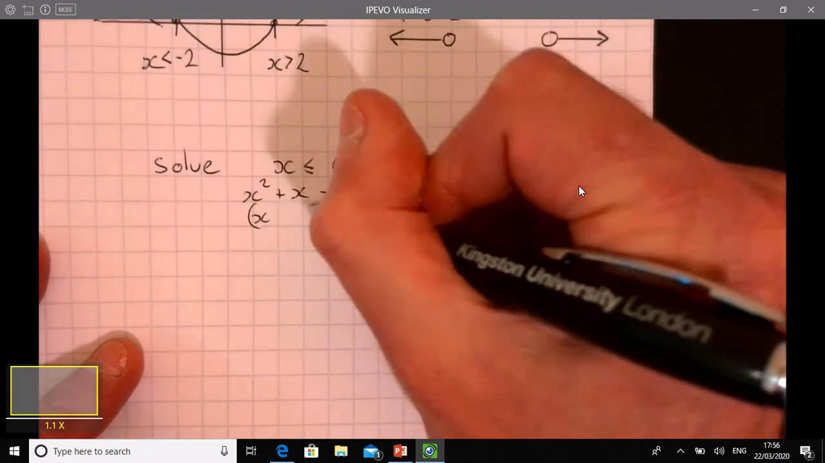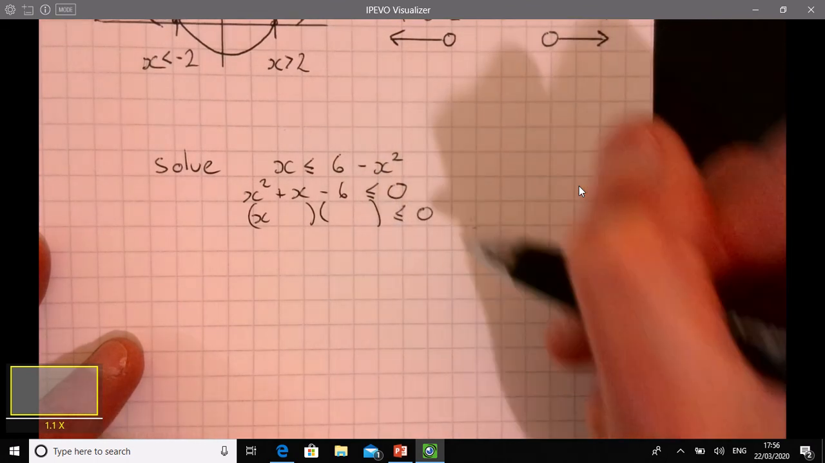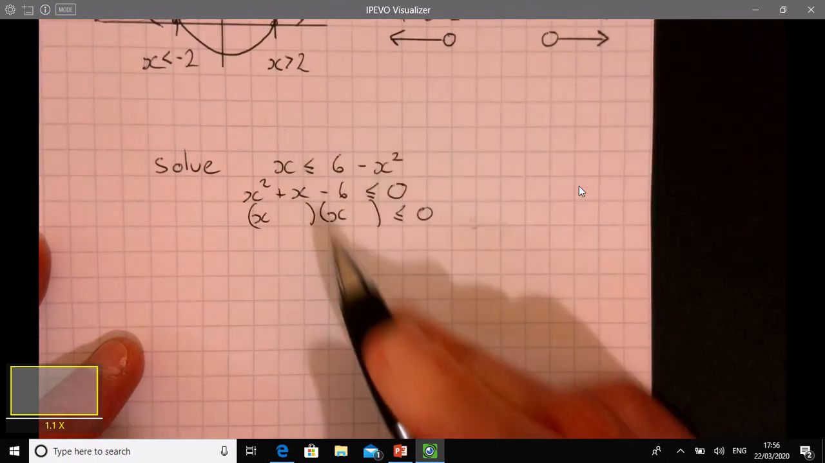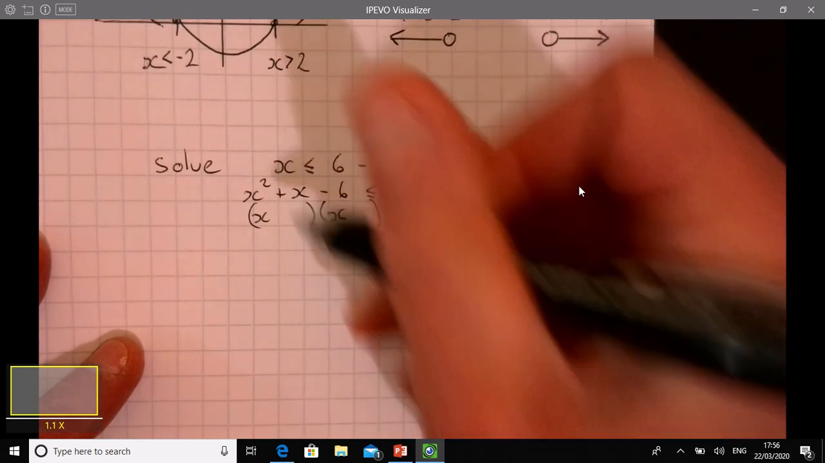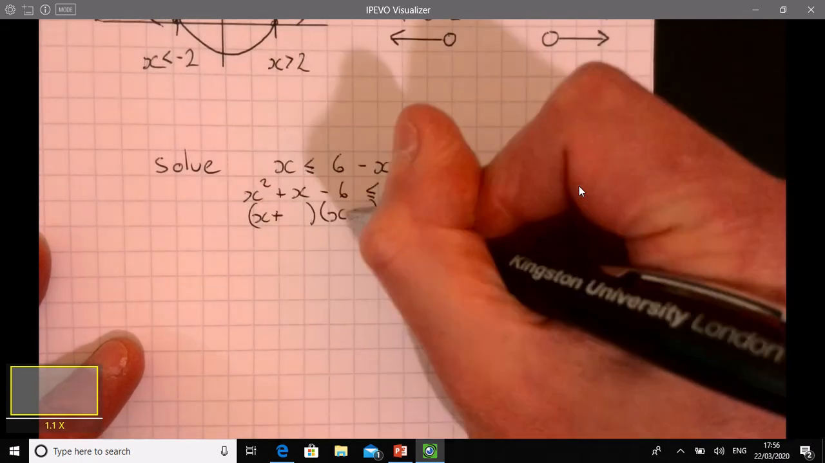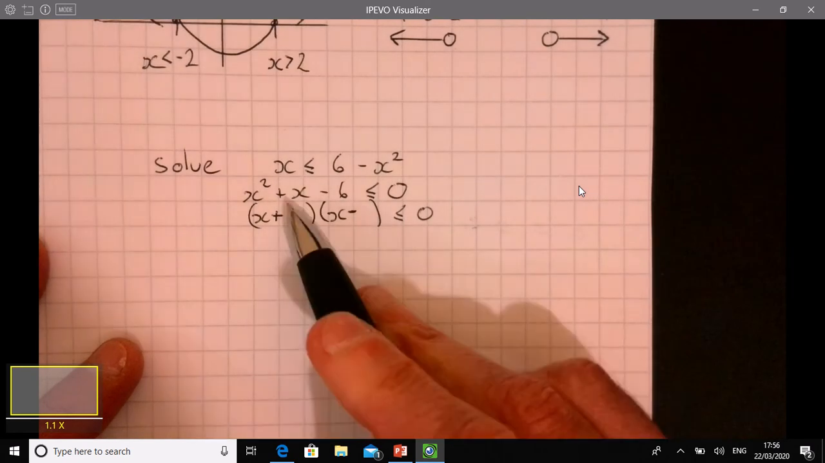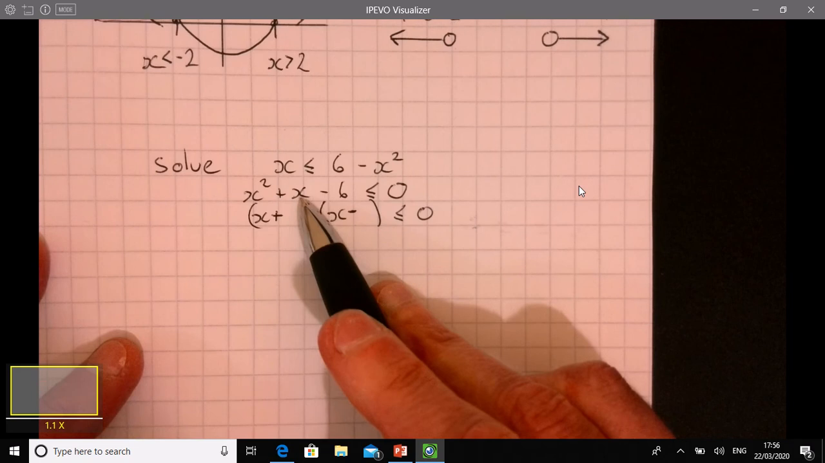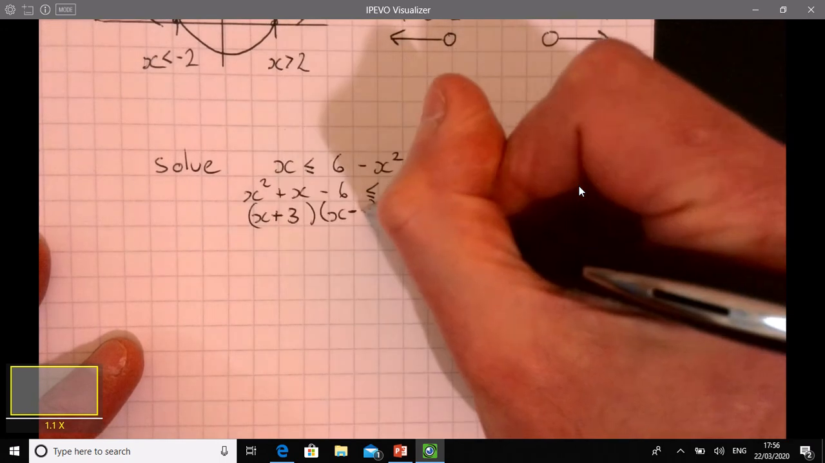Okay, so let's factorize the quadratic. Always try and factorize first of all if we can. It's a minus 6, so one's got to be a plus, one's got to be a minus. Two numbers that multiply together to give me minus 6, but there's a difference of 1. The positive one has to be 1 higher, because when I add them together it should equal 1. So it's going to be 3 and minus 2.